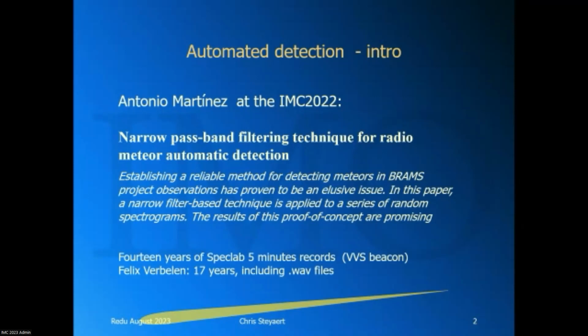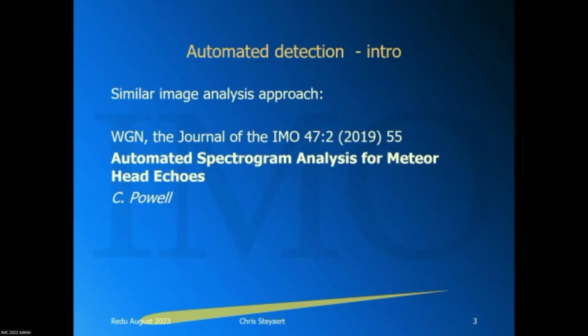I have basically 14 years of Speclab images per 5 minutes made on the BVS beacon. That's not a record, because my friend Felix Verbelen, who is online, I believe, has like 17 years, and he includes also the raw data, so that in fact the spectrograms or details could even be remade. And most of that remains not analyzed or just counted, but there is more in it, of course.